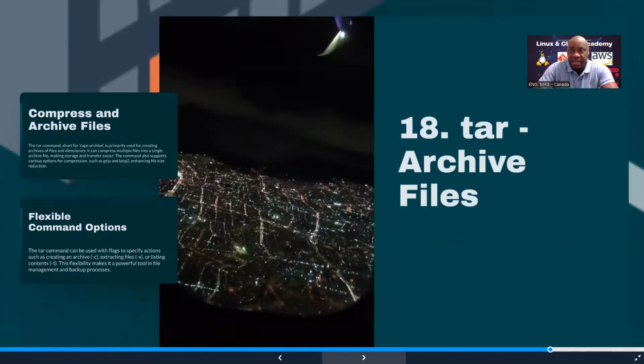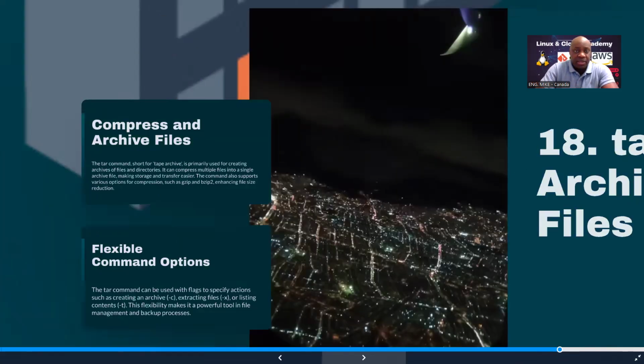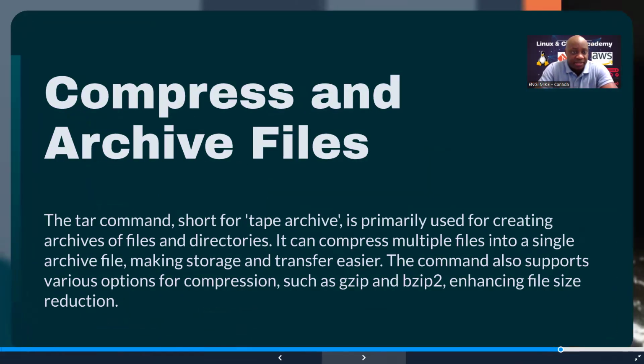Now, the 18th command we want to see is the tar command, to compress and archive files. The tar command, short for tape archive, is primarily used for creating archives of files and directories. It can combine multiple files into a single archive file, making storage and transfer easier. The command also supports various options for compression, such as gzip and bzip, enhancing file size reduction.